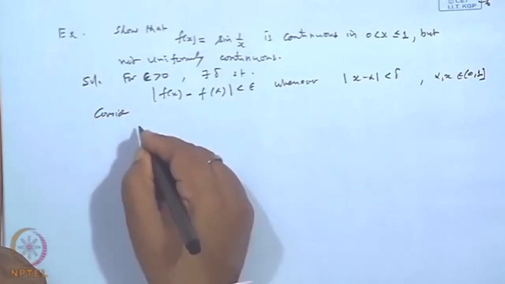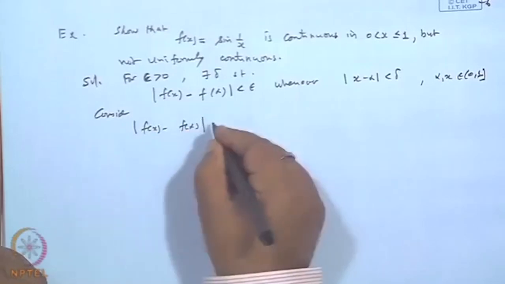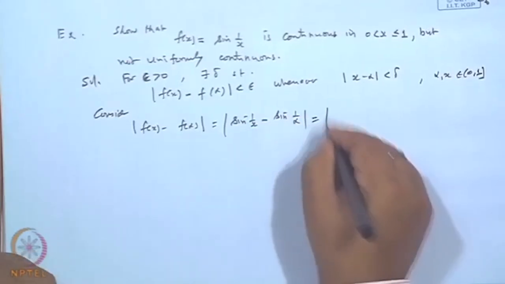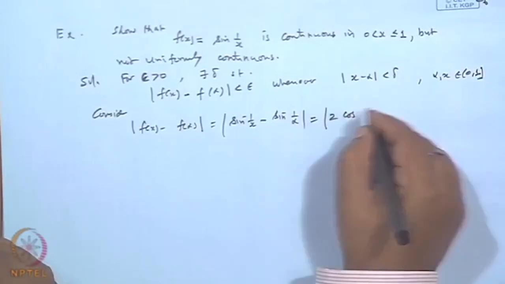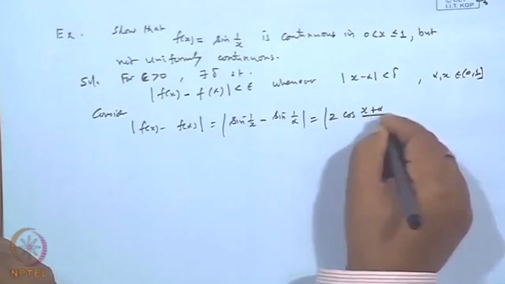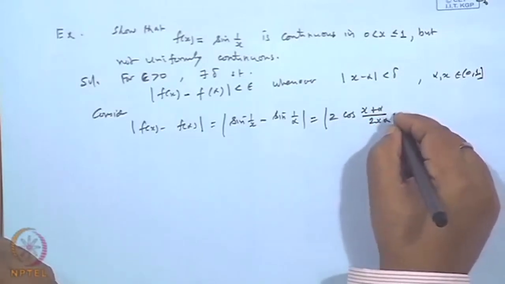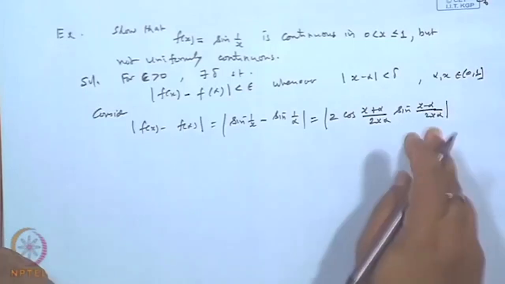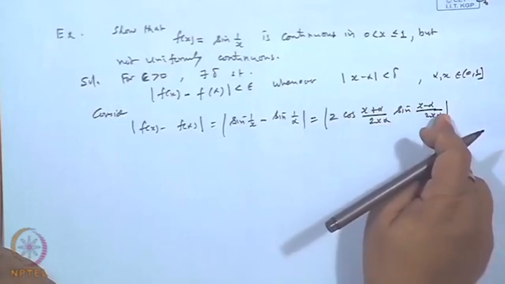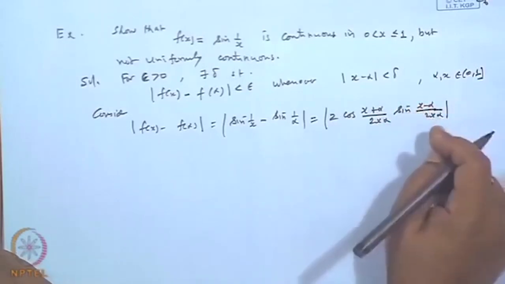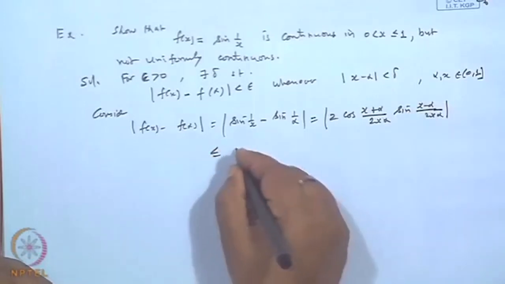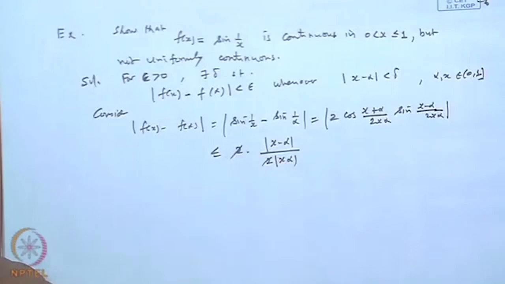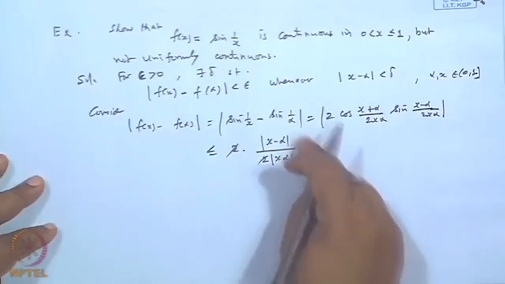Okay, so what is this? Consider mod of f(x) minus f(alpha). This is equal to mod of sin 1 by x minus sin 1 by alpha. Now, sin c minus sin d is twice cos of (c plus d) by 2 times sin of (d minus c) by 2. So, when you take c plus d by 2, the value will come out to be (x plus alpha) over 2x alpha, and you are getting (x minus alpha) over 2x alpha in the sine. Okay. Now, the cos of this is less than or equal to 1, and mod of sin x is less than or equal to mod x. So, this is less than or equal to 2 times mod of (x minus alpha) over 2 mod of x alpha. Is it not? The 2 gets cancelled basically. So, basically you are getting this one. Now, we have to find the delta.